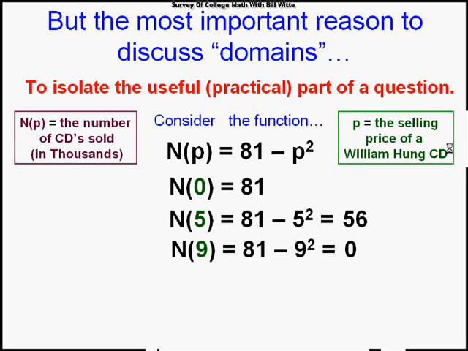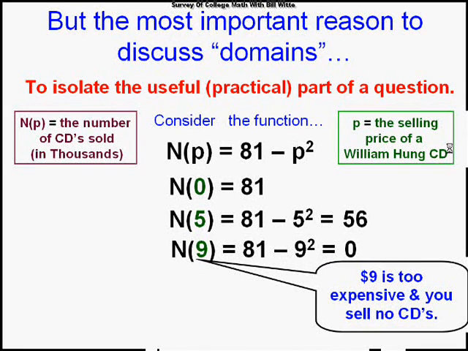What if we raise the price to $9? What if we get greedy? Well, let's see. 81 minus 9 squared, 81 minus 81. Well, if we raise the price to $9, you can believe that that's a little too expensive as a joke. No one's going to buy this CD. He's not that good a singer, as you know. So anything above 9 isn't going to make any sense.